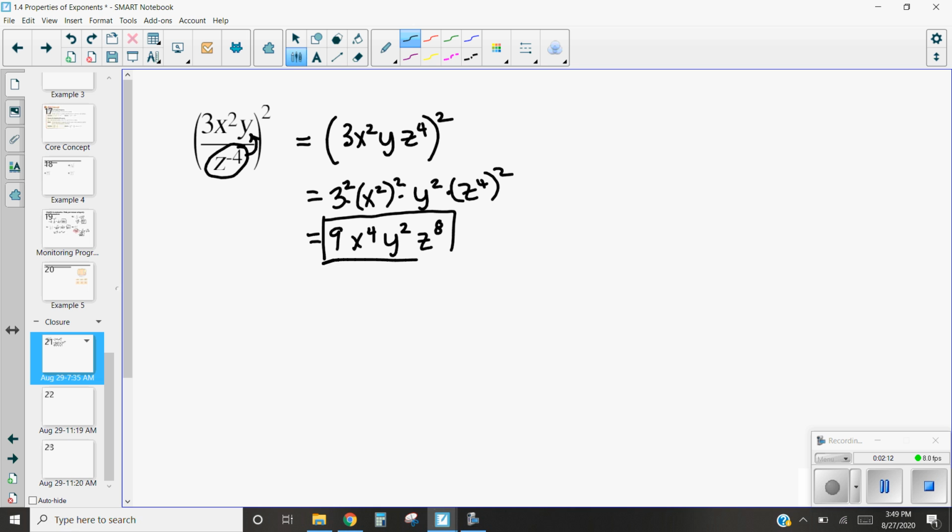So notice that in this problem itself, we had to use that negative exponent property, we had to use the power of a power property, and we had to use the power of a product property. So we used 3 different properties here to solve this problem.